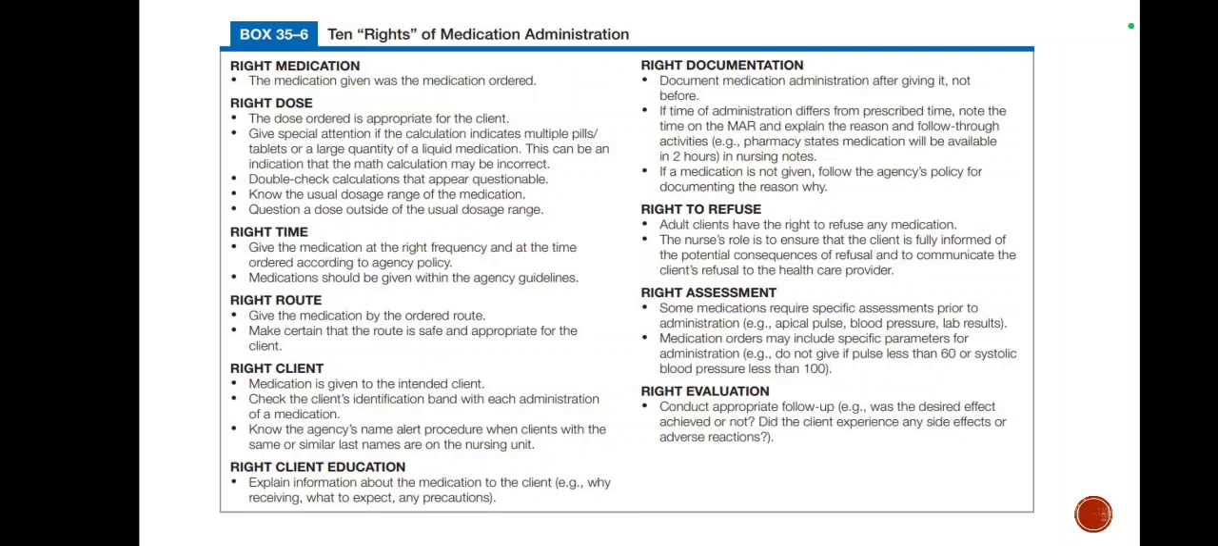So we have here, first, the right medication. The medication given was the medication ordered. So it's very important to check the physician's order, because giving medication is a dependent nursing intervention. So you have to check the doctor's order. After that, the right dose. The dose ordered is appropriate for the client. Give special attention if the calculation indicates multiple pills, tablets, or a large quantity of liquid medication.